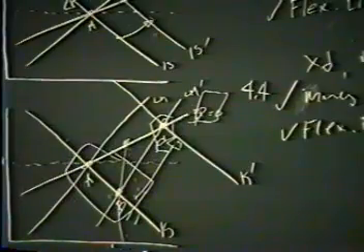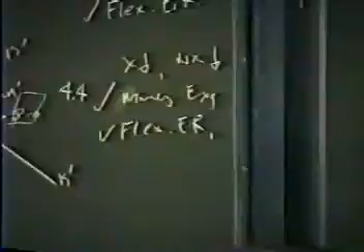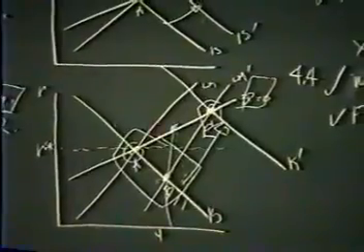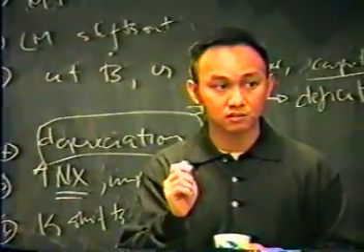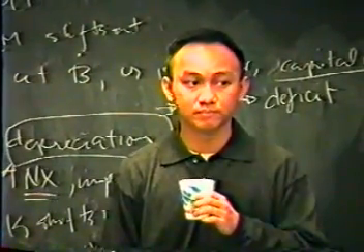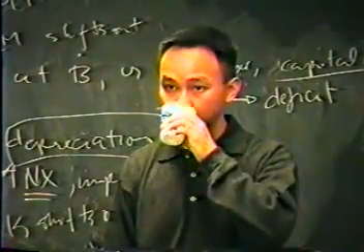And an interest rate that is higher than the original world interest rate, the original R star, which just so happens to be the world rate. Not the new world interest rate, but above the original R star. So for the BP curve, it is always situated between the LM curve and the world interest rate. Exactly.